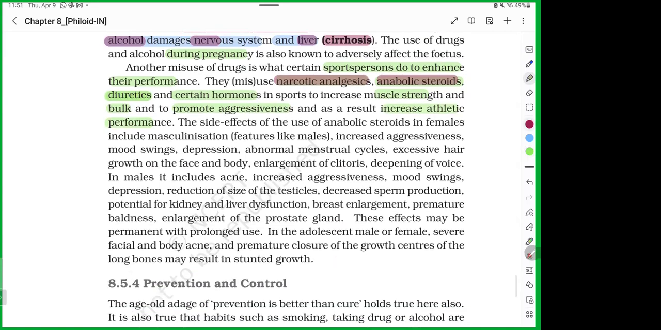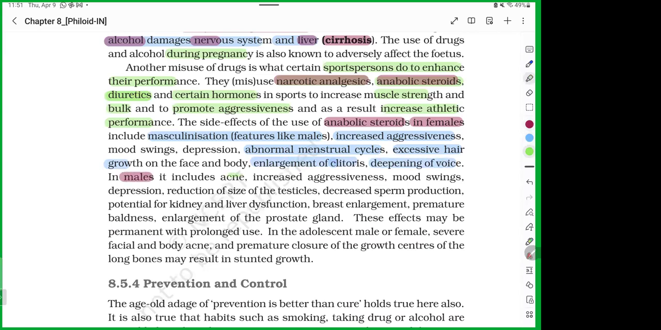For example, in case of females, the harmful effects of anabolic steroids are masculinization, male-like features, more aggressiveness, mood swings, depression, abnormal menstrual cycle, more hair on the body, correct? Clitoris enlarged, voice deepens. In case of males, again, similar problems.